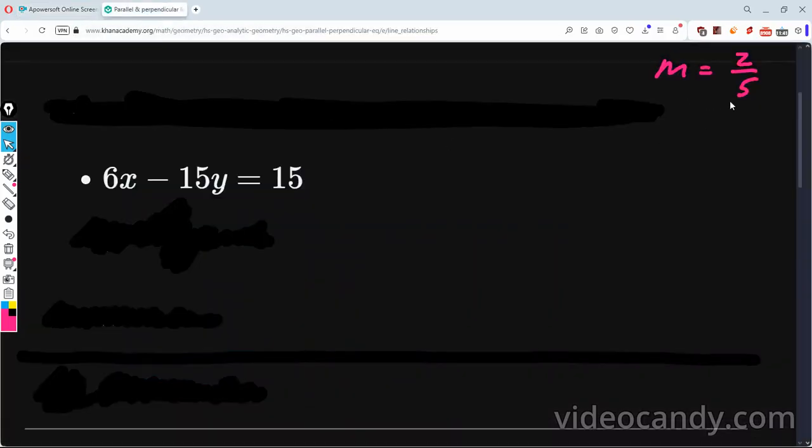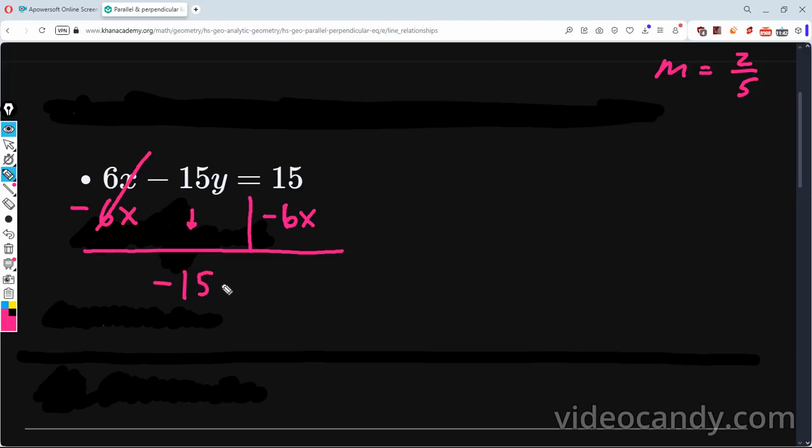All right, so I wrote the bottom slope 2/5 off into the corner. Let's solve for the slope here. First, we want to solve for y. We want to get y equals. We have positive 6x. The opposite is negative 6x. Okay, you want to do that to both sides of the equal sign. So negative 6x on both sides. 6x minus 6x is gone. Bring down your negative 15y. Bring down your equals. And here you have 15 minus 6x. Or you can say negative 6x plus 15.